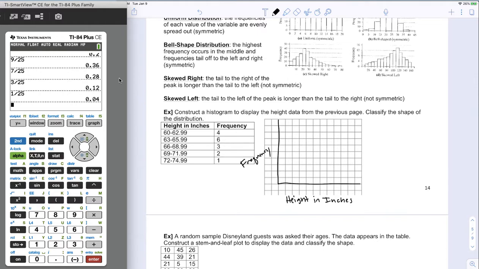And the frequency should go up to at least 6 because that's the highest frequency. So 1, 2, 3, 4, 5, 6. Now on the horizontal axis, I'm just going to keep this neat and tidy by only including where each bar starts. So I'm going to go 60, 63, 66, 69, 72, and then close it off with 75. You don't need to put all of the class limits. You don't have to put lower and upper. That's just going to take up a lot of space and be a little bit of clutter.